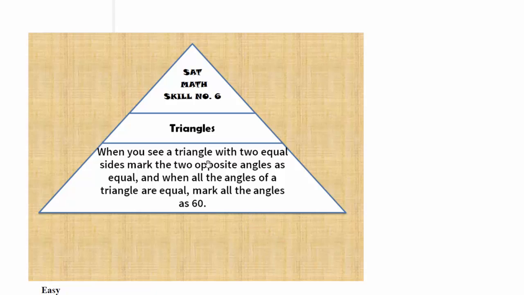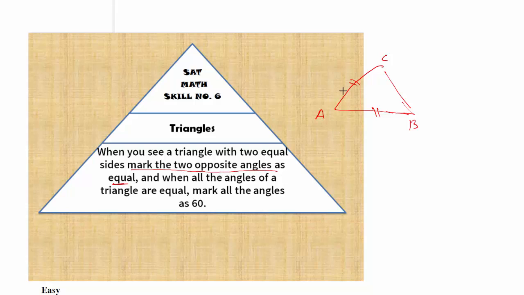The sixth skill, SAT math skill number 6, is related to triangles, and it tells you what to do when you see a triangle with two equal sides. So you have any triangle, and it's given that two sides are equal. Let us take it as ABC, and you have AC equals BC. If AC equals BC, then mark the opposite angles as equal.